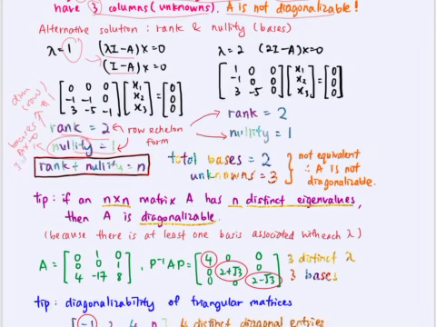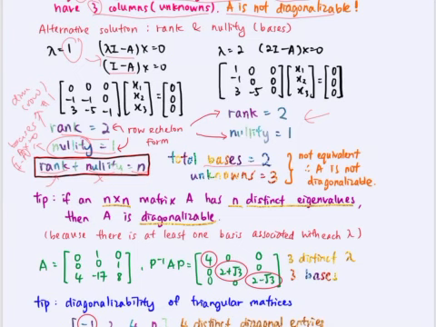In this case, it's the I minus A. Because if you know the relationship here, rank plus nullity equals the number of unknowns. So once you have the rank, you don't need to find the nullity because you can just use this equation to find out the nullity. And then you do the same for the second value of eigenvalues.